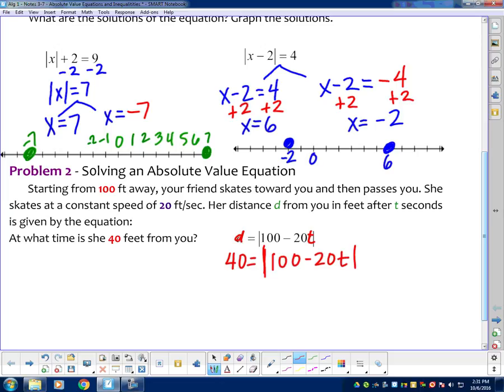Okay, so let's split this. What's my first equation? And it's okay to change sides if that helps you. You could just flip the equation around and then take off the bracket for number 1. Okay, 100 minus 20t equals 40. What's my second one? What am I making negative? 100 minus 20t equals negative 40.